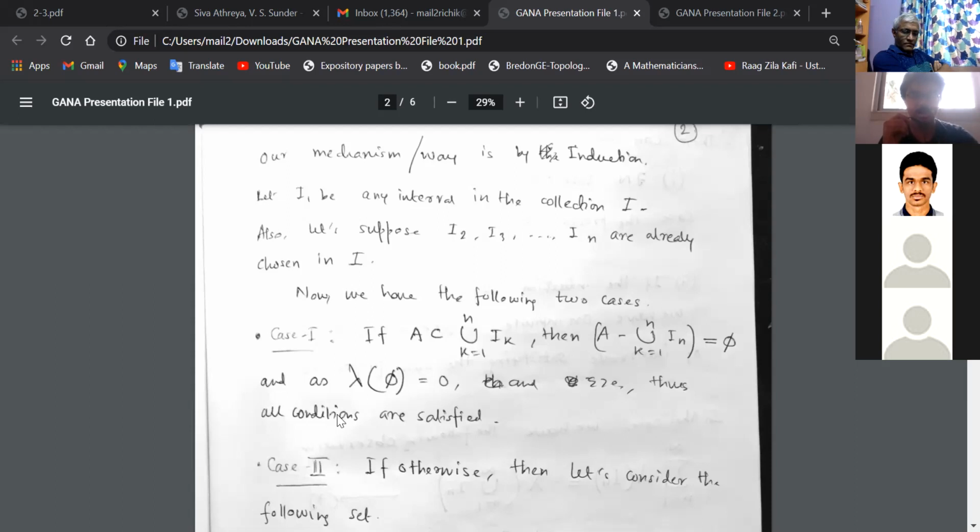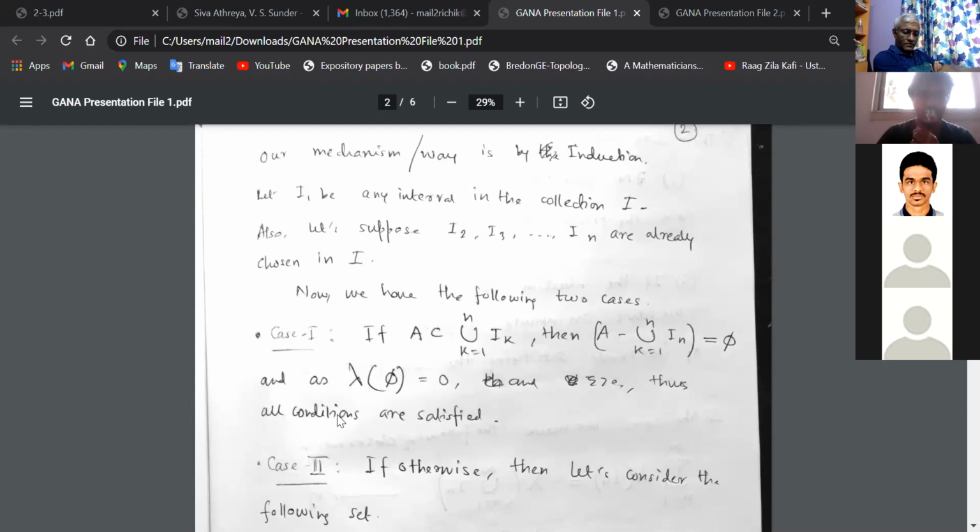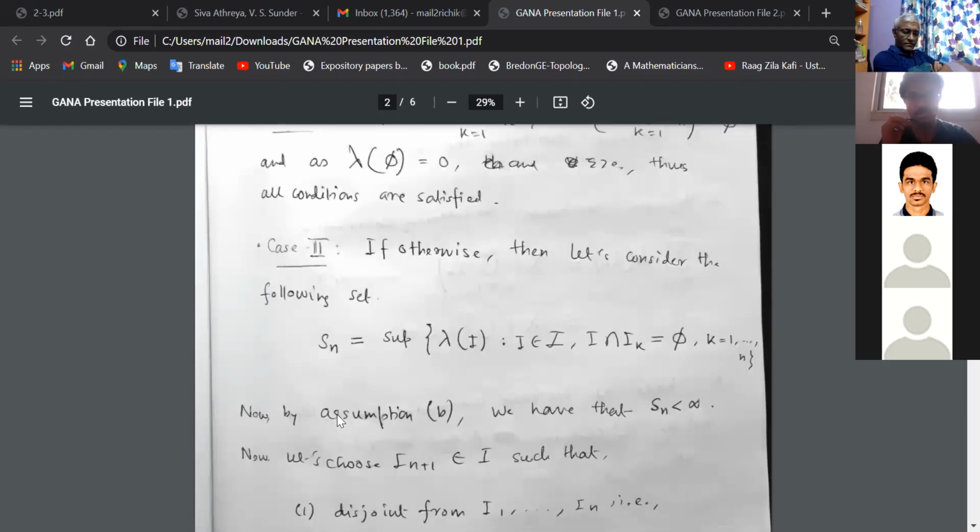Now case two is the otherwise case, if A is not contained inside it. Then let's consider the following set Sn, which is the supremum of lambda of I such that I belongs to mathcal I and I intersection Ik is phi. So we are at first taking the intervals I with which the intervals we have already considered, I1 to In, have empty intersection, and then we are taking the supremum of the measures of all possible intervals.